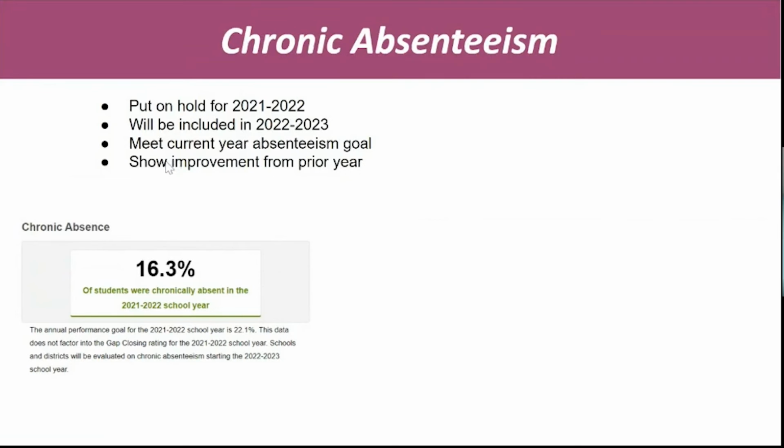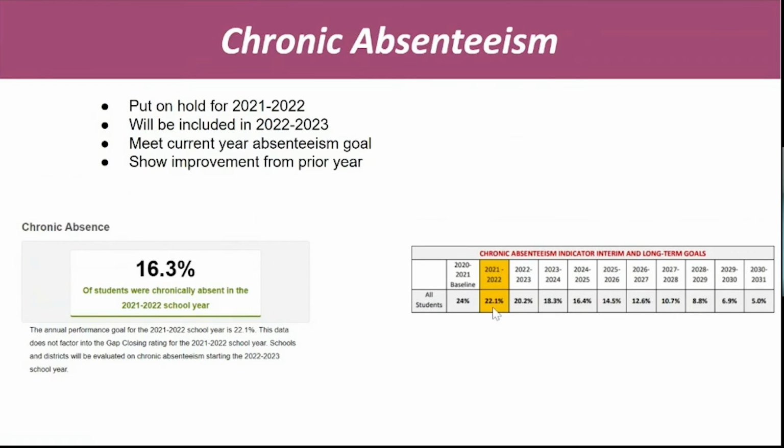But that second part, you can meet this goal by showing improvement. Our goal for this year was a 22.1, and this one, the goal will go down each year as we get closer to that 2030, 2031. Okay. Since we did not have this, I just put 0 out of 0 points here because it's not included in this year's report card.